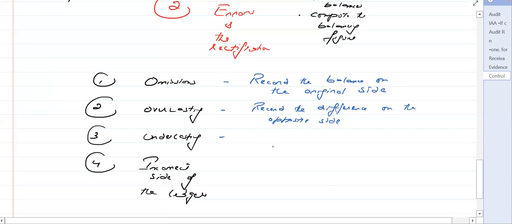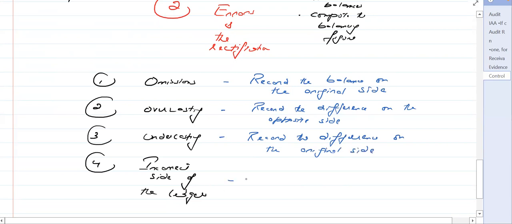Undercosting is that you have recorded less balance. So what you're going to do is record the difference on the original side, where it is supposed to be recorded.